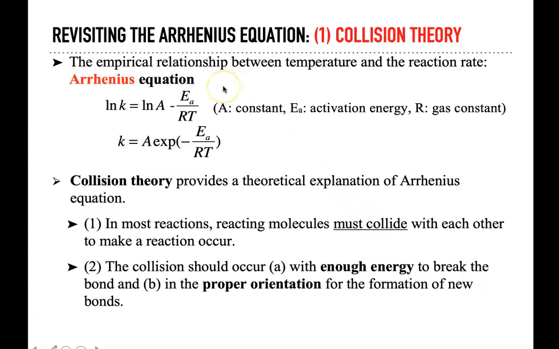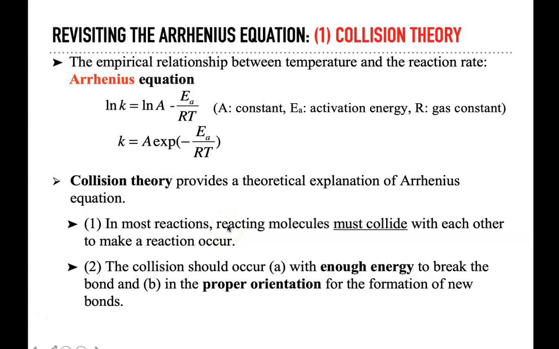The Arrhenius equation became available by empirical relations between temperature and reaction rate. The equation tells us the linear relation: the natural log of the rate constant k is equal to the natural log of A, the pre-exponential constant, minus activation energy over RT. In exponential form, k is equal to A, the pre-exponential term, multiplied by exponential of negative activation energy over RT. Collision theory supports this Arrhenius equation theoretically.